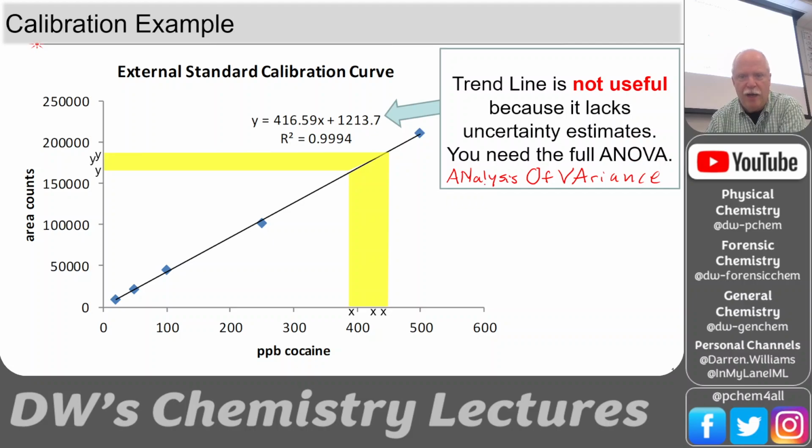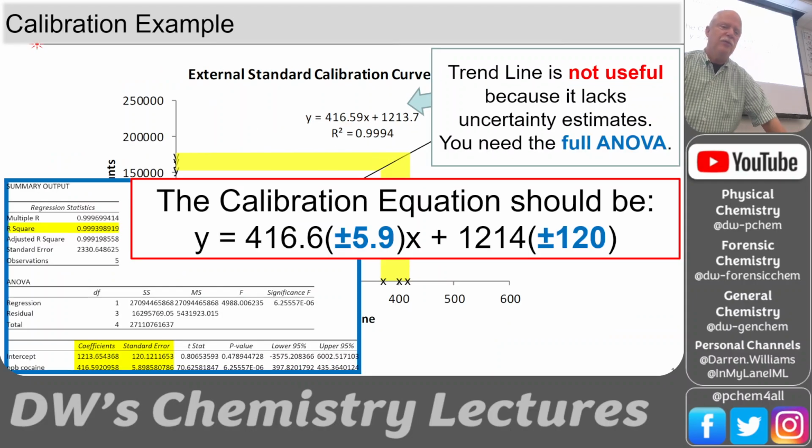So you see how I spelled it kind of funny, because it's analysis is the AN, O for of, and VA for variance. That's ANOVA. I don't like that, but I didn't make it up. So you go to the ANOVA table, and you get this full table here out of Excel.